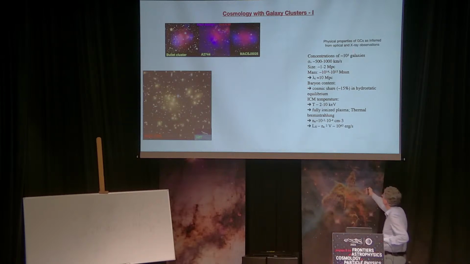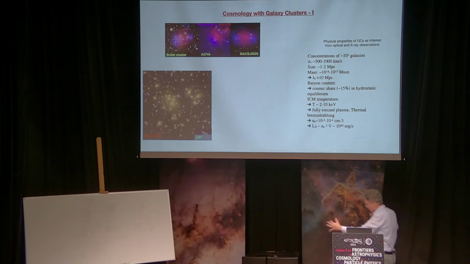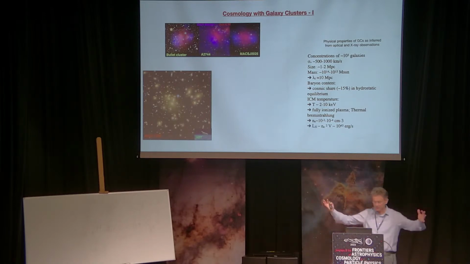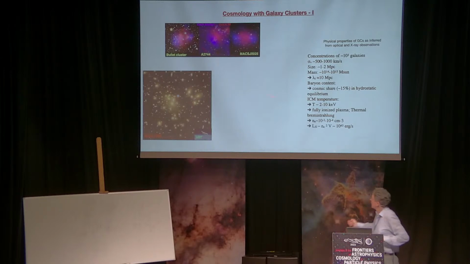If you are in the optical, you will be looking for concentrations of galaxies clumped together under the same gravitational potential, about 1,000 galaxies. Their velocity dispersion is rather large. The size is 1-2 megaparsec. The mass is 10^15. If you work out the numbers, this object should be produced by the gravitational collapse of patches of 10 comoving megaparsec. They detach from the common expansion, then they collapse. The baryonic content is about 15% of the cosmic budget, if you assume hydrostatic equilibrium.